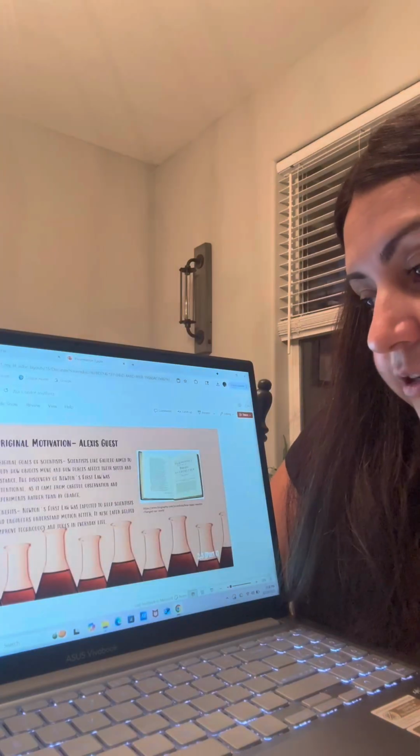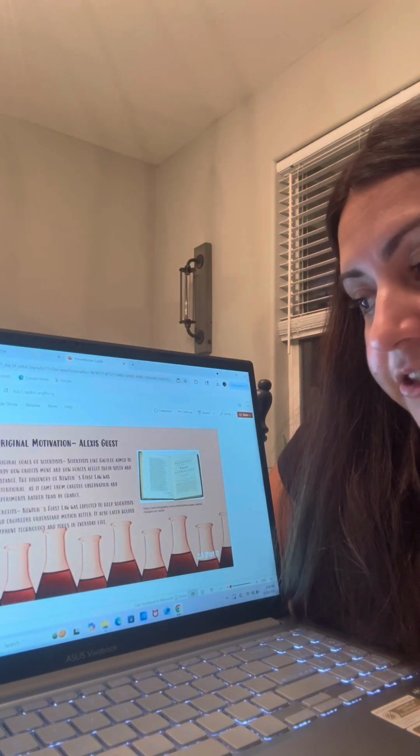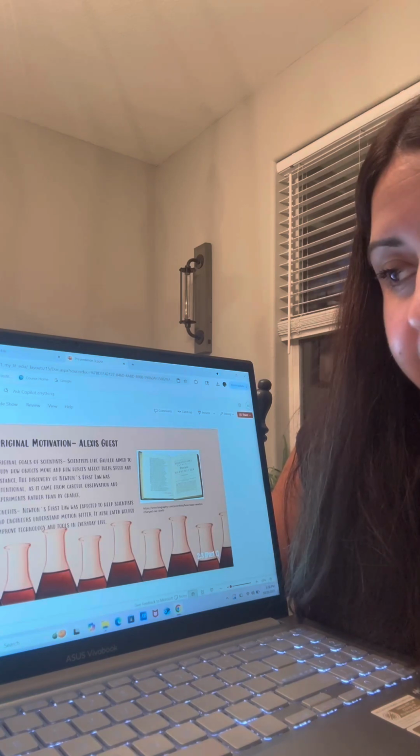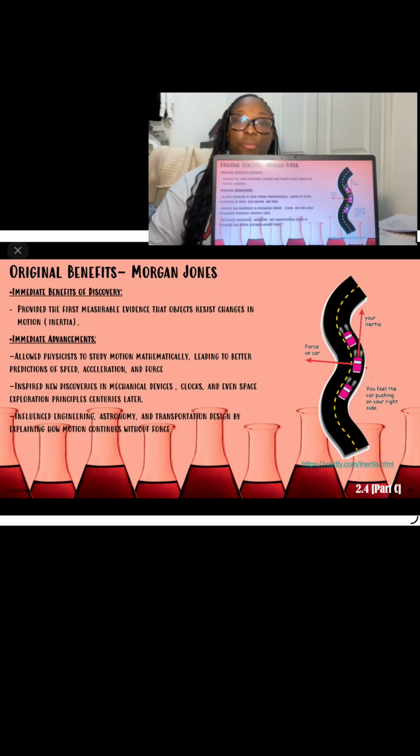Benefits of this would have been expected to help scientists and engineers understand motion better. It also later helped improve technology and tools in everyday life. Original benefits: Galileo's work provided the first measurable proof that an object resists change in motion, what we know as inertia. It allowed scientists to start studying motion mathematically, leading to better understanding of speed, acceleration, and force.